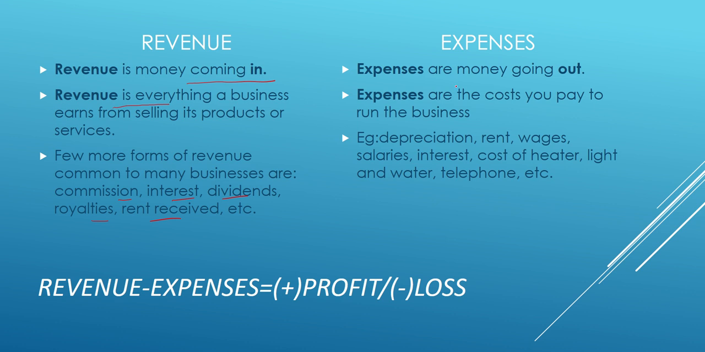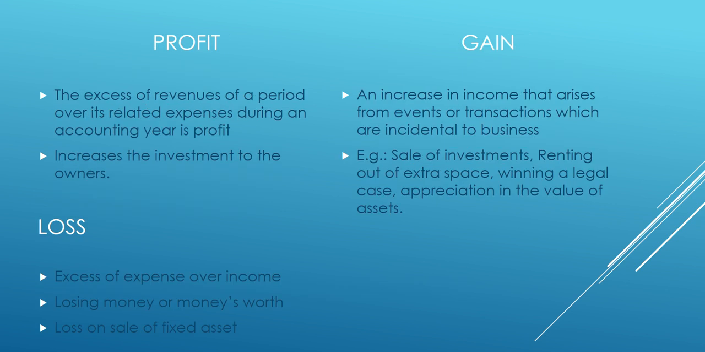And expenses. All the expenses that a company makes in order to run the business, the cost you pay to run the business, are called expenses. Like rent, wages, depreciation, we'll see that later. Then you have salary, interest, all these are expenses. The difference between the revenue and expenses will show if the company has made profit or loss.